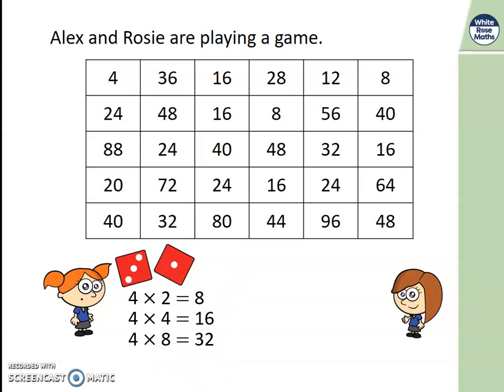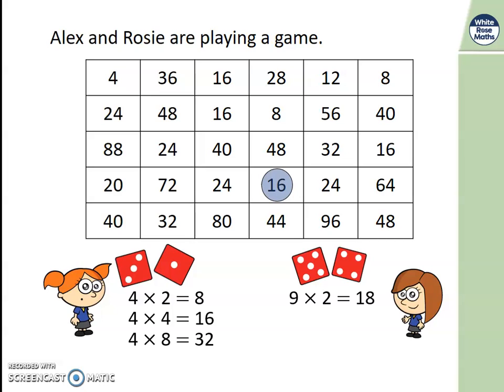So let's choose a number. I choose 16. So I've got my counter on 16. Let's see what Rosie rolls. Rosie rolls a 9. So can you figure out what 9 times 2 is, 9 times 4 is, and 9 times 8 is, please? You might find an easier way to do this. If you know what 10 times 2 is, you can take away 2 to find out what 9 times 2 is. And that applies with the rest of them.